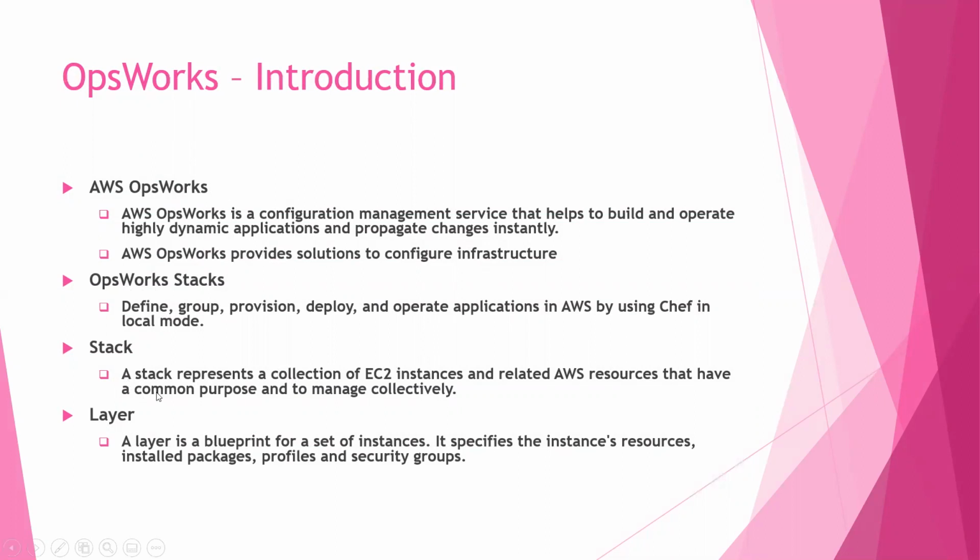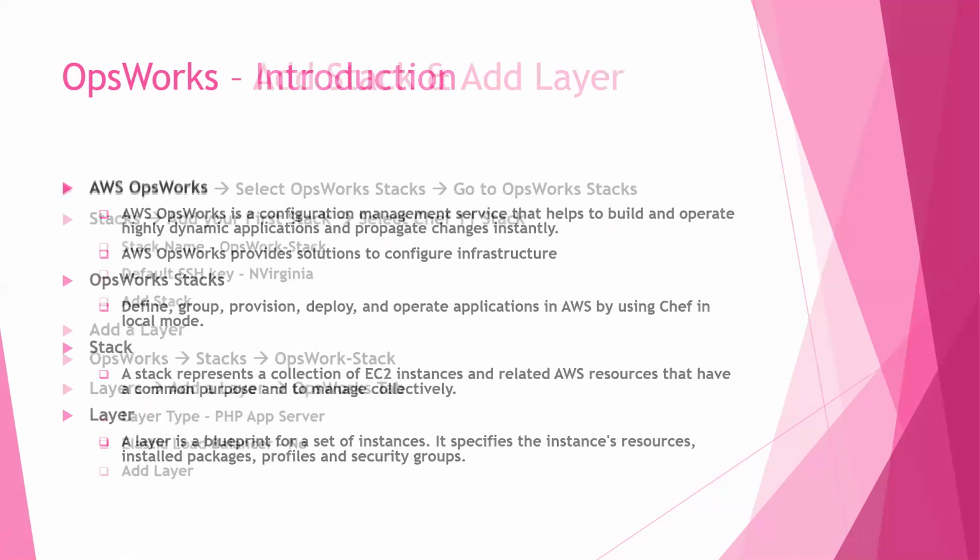And stack is just a simple stack we have used earlier in the last video. So stack is a representation of the collection of EC2 instances and other AWS resources that have a common purpose and are managed collectively. And layer is a blueprint for the set of instances to specify the instances, resources, install packages, profiles, and security groups, right? So in this demo, we will create stacks, layers, apps, everything we will do in OpsWorks, right? So let us start the demo here.